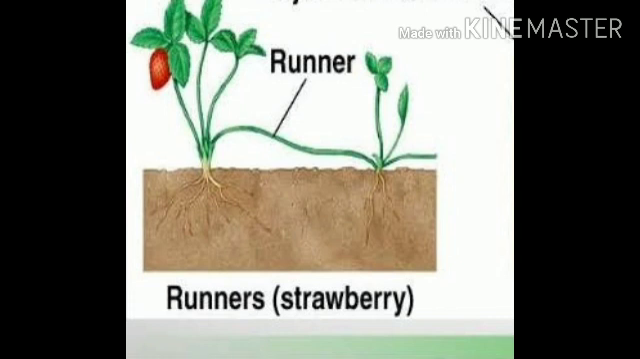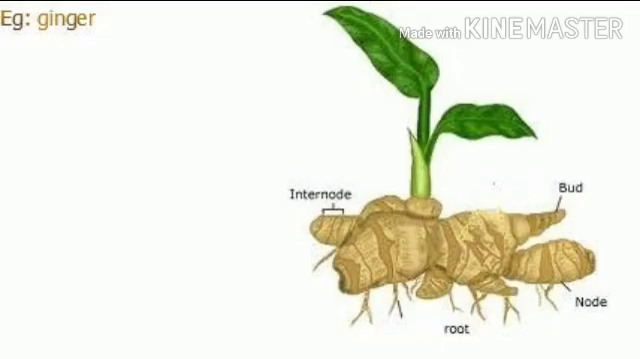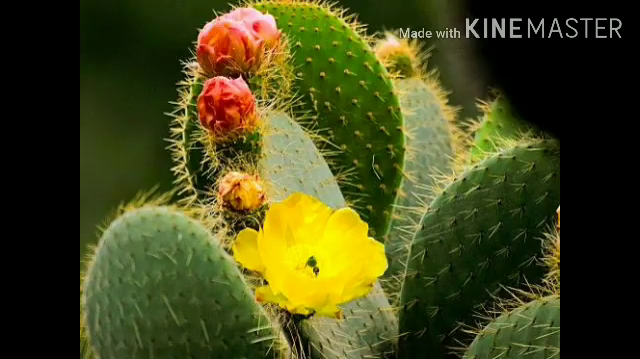So the next modification is tuber. The examples are potato, ginger, etc. Here the stem grows underground, gets swollen and helps in the storage of food. So actually ginger and potato are the modified stems. Okay, so I think you have understood the different modification, structure and functions of the stem and root.